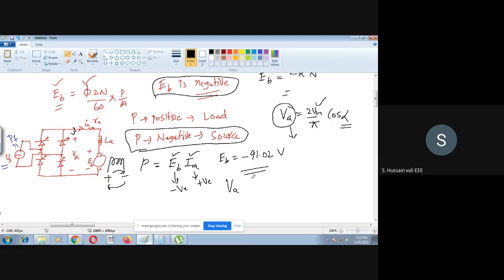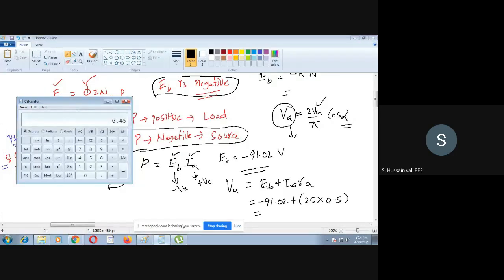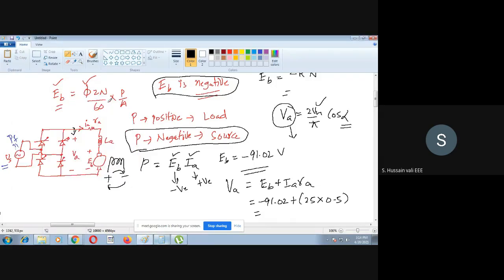VA is equal to EB plus IA RA. Here EB is now negative, so minus 91.02, and IA remains in the same direction, positive. The IA value in the problem is 25 into 0.5. If you solve this, minus 91.02 plus 12.5 gives minus 78.52. This is the armature voltage VA you got.